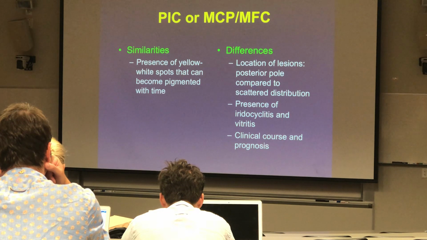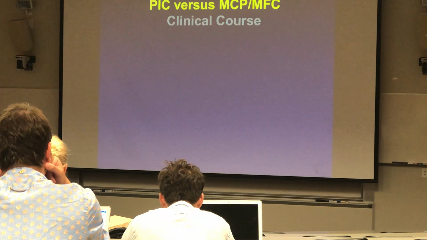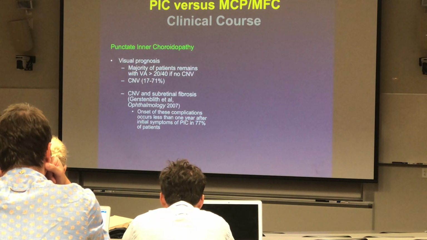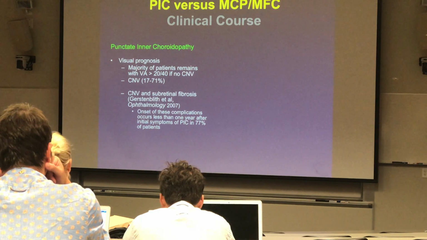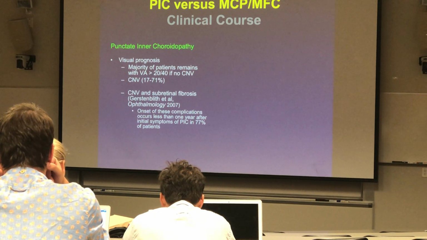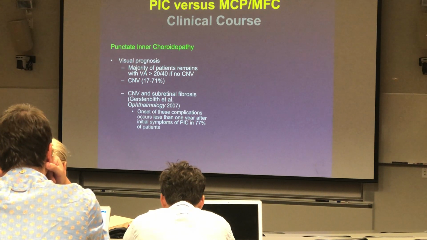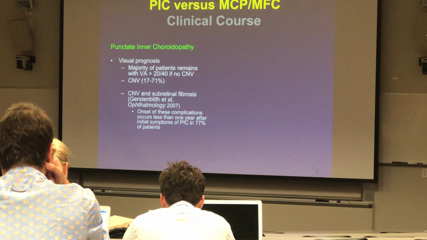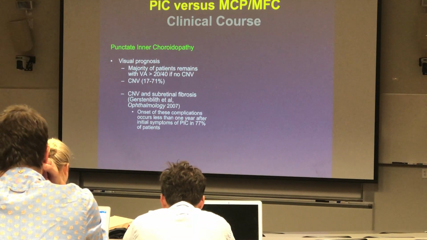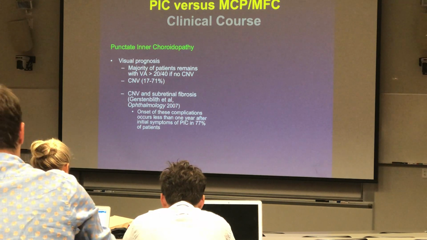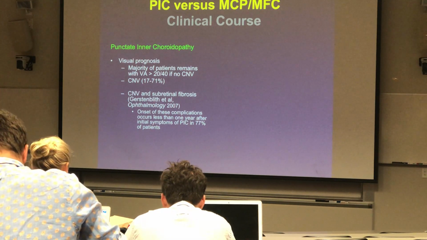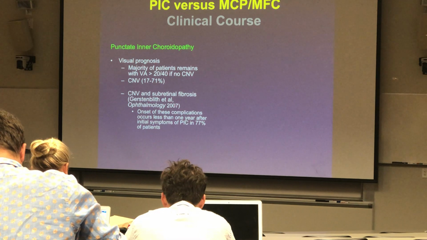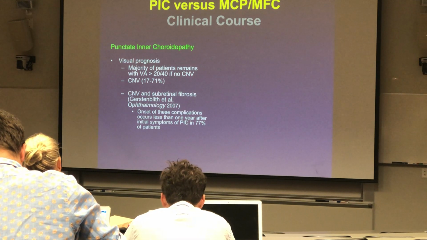And then the clinical course and the prognosis are a little bit different as well. For PIC, the visual prognosis is a little bit guarded if not treated, but otherwise you will be able to see. Adam Gerstenfeld, when he was a student at Hopkins working with us, put together a series of 75 patients who have PIC. There are two reasons why PIC patients lose vision. One is the formation of CNV. The second one is subretinal fibrosis.